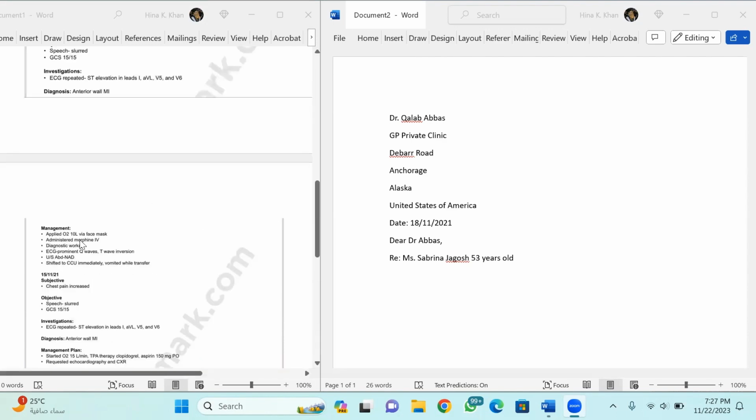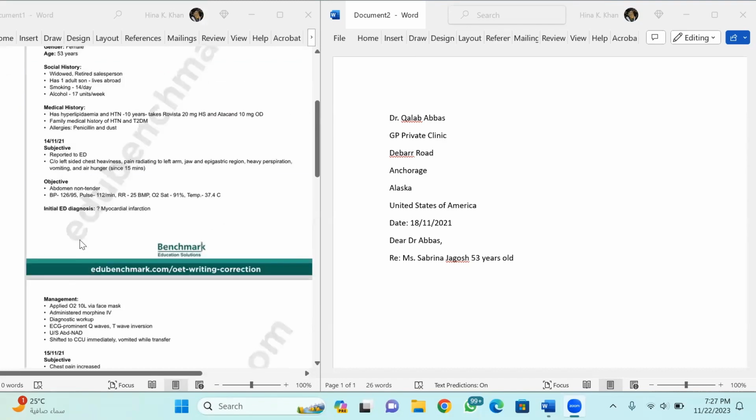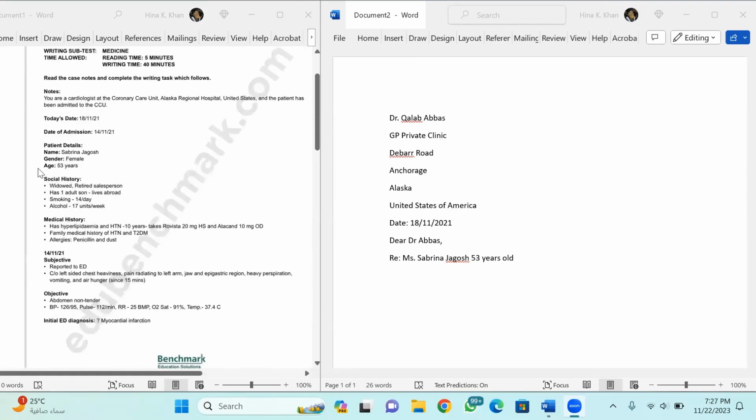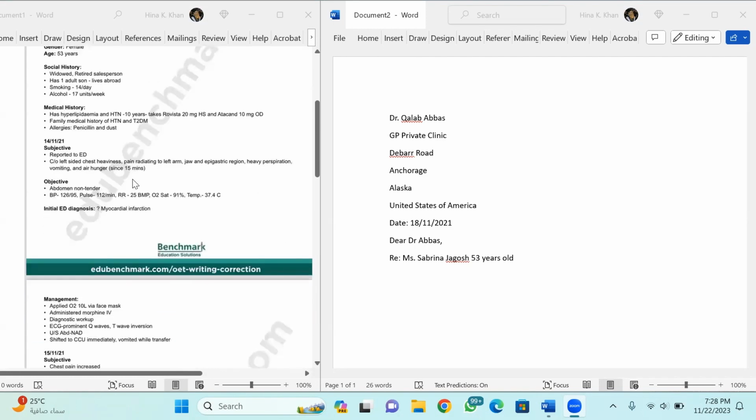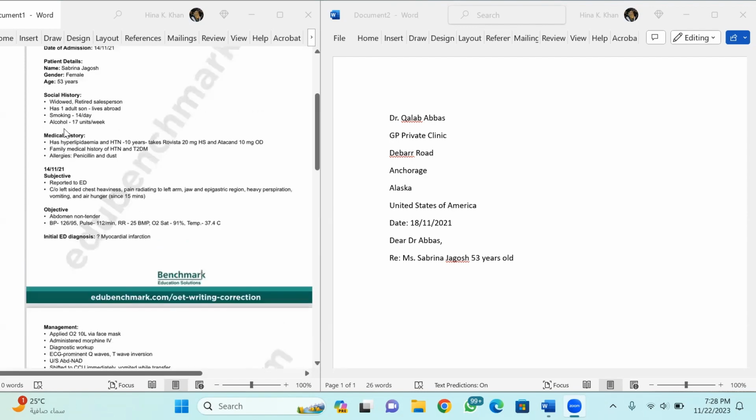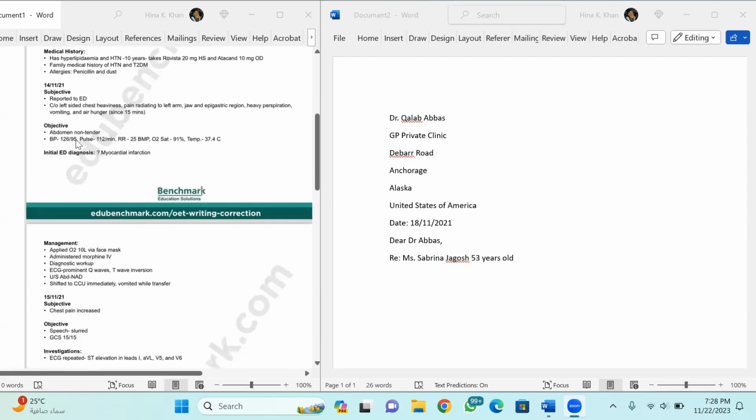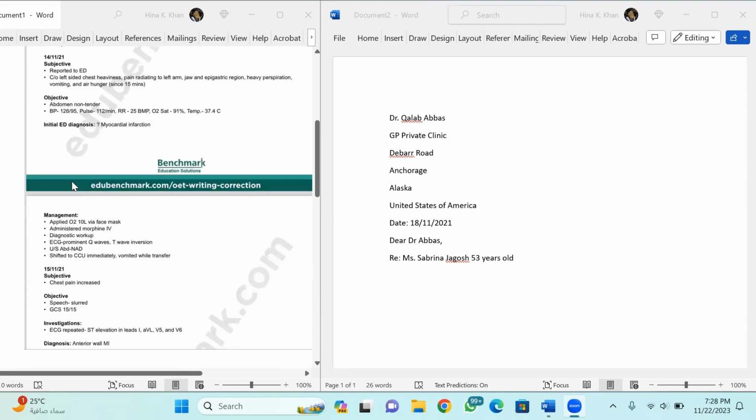Okay. So these are the details. This I have mentioned here. Now, as I'm writing this letter to a GP, I'm discharging this patient. I'm a cardiologist and I'm discharging this patient to a GP. So I will not include all this medical history. Okay, so this is gone. Now what's left? Now these things are left. Again, medical history is also gone.